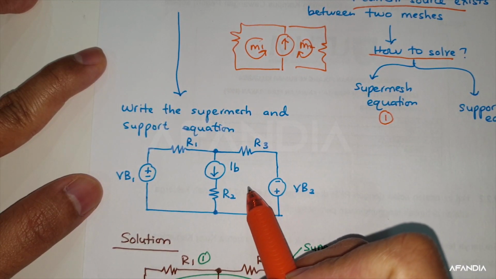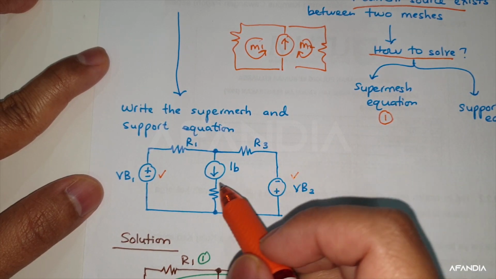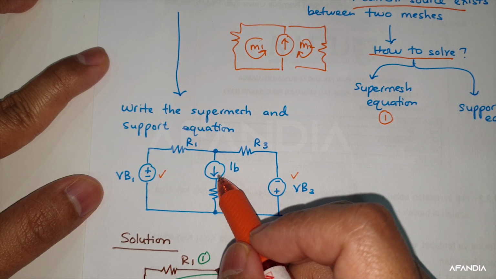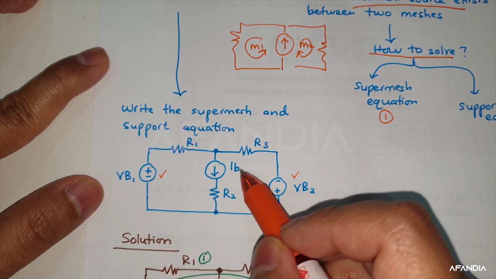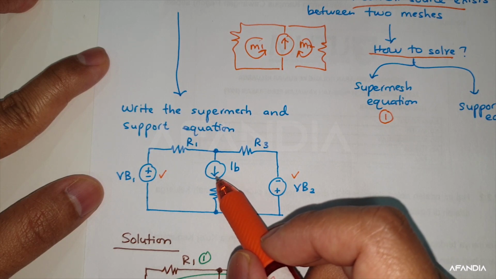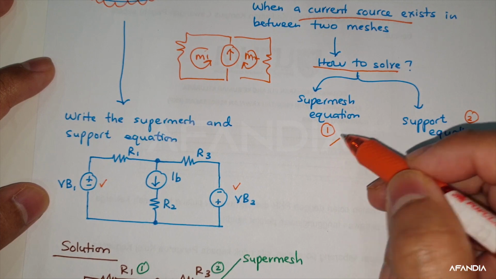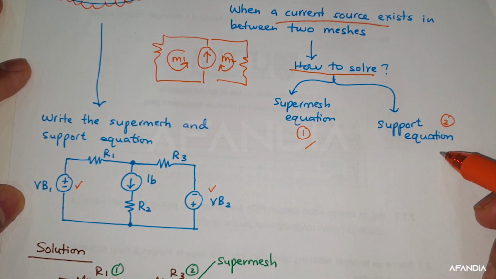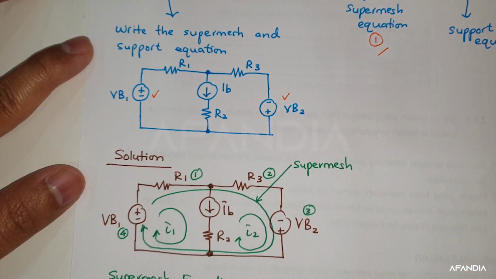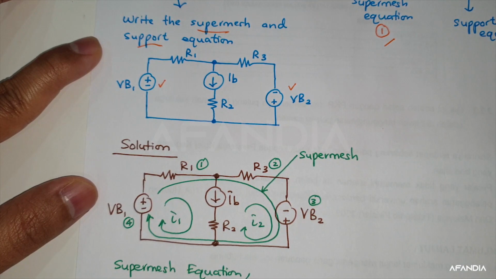If, for example, we are having this circuit, as you can see, we have a voltage source over here, but we have a current source over here. And this current source exists in between mesh number 1 as well as mesh number 2. Then we need to solve this using supermesh analysis, which requires supermesh equation as well as support equation. Through this example, we are going to learn how to write supermesh and support equation.